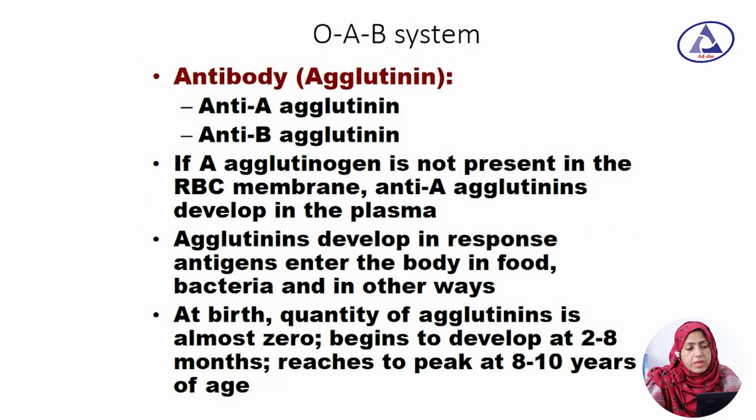In the ABO system, agglutinin or antibody are anti-A agglutinin and anti-B agglutinin. If an agglutinogen is not present in the RBC membrane, the corresponding agglutinin must be present in the plasma. Agglutinin or antibody develops in response to antigen entering the body through food, bacteria and other ways. At birth, the quantity of agglutinin is almost zero and begins to develop at 2 to 8 months, reaching its peak at 8 to 10 years of age.